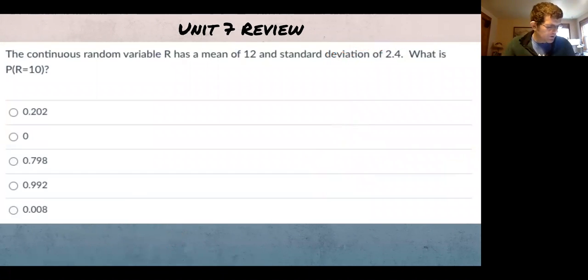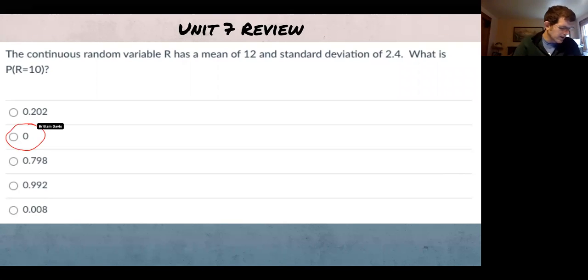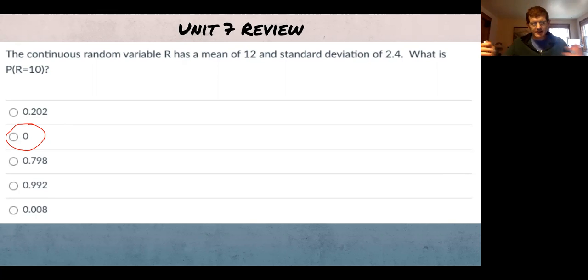The continuous random variable R has a mean of 12 and a standard deviation of 2.4. What is the probability that R equals 10? This is kind of a minor conceptual point, but we did talk about it. The probability of any specific outcome in a continuous random variable is always going to be 0. We never look for a specific outcome. What we look for is a range of outcomes, like greater than or less than or between two values. And you're quite familiar with that.